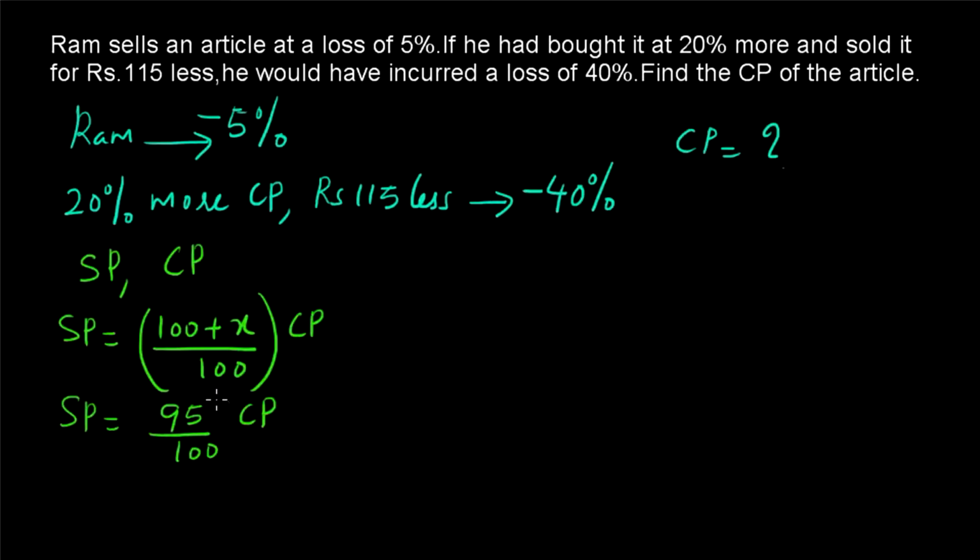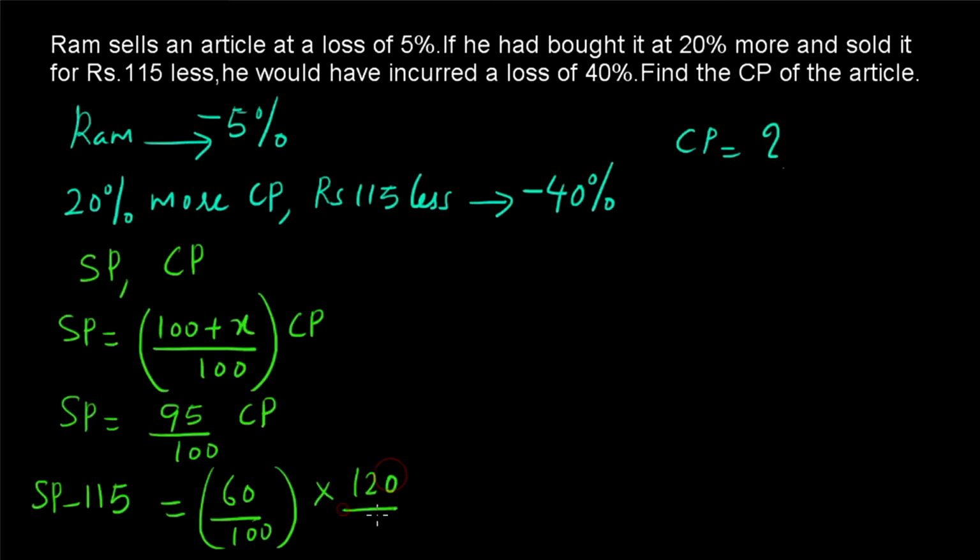Now what about the second formula? He is selling at rupees 115 less. So it will be SP minus 115 is equal to, he is incurring a loss of 40%. So it will be (100 minus 40) by 100, which is equal to 60 by 100. So 60 by 100 into, he is buying it at 20% more. So now the cost price is CP. When he is buying it at 20% more, it will be equal to 120% of CP. So that is the second formula.